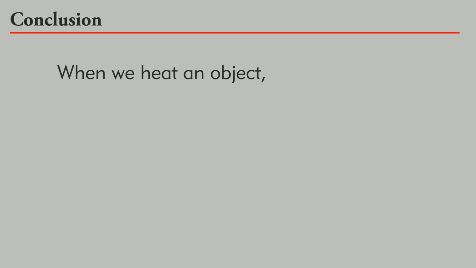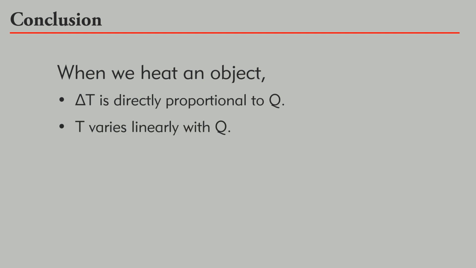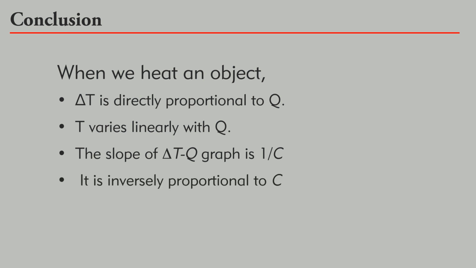Conclusion. When we heat an object, the change in temperature delta T is directly proportional to the heat supply Q. The temperature T varies linearly with the heat supply Q. The slope of the T-Q graph, 1 over C, is inversely proportional to C.